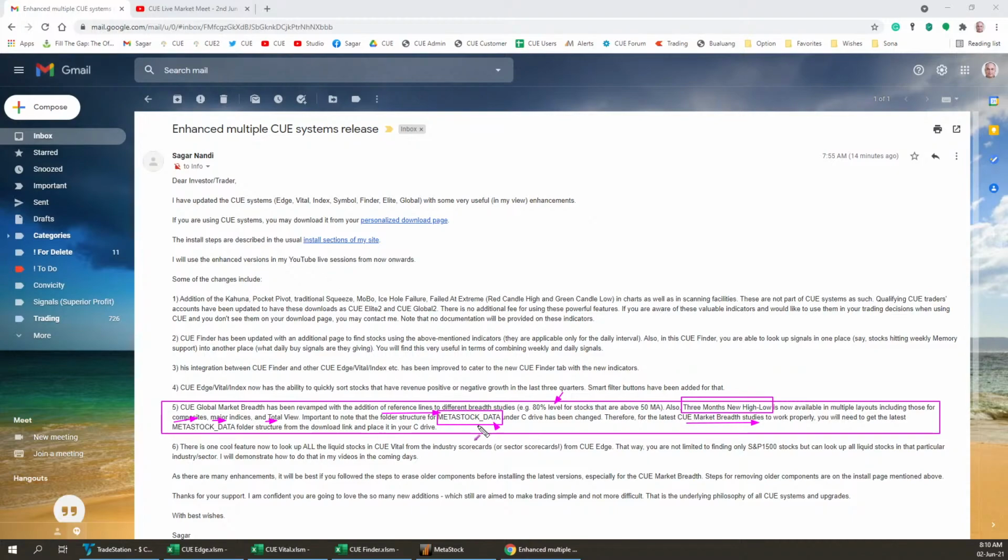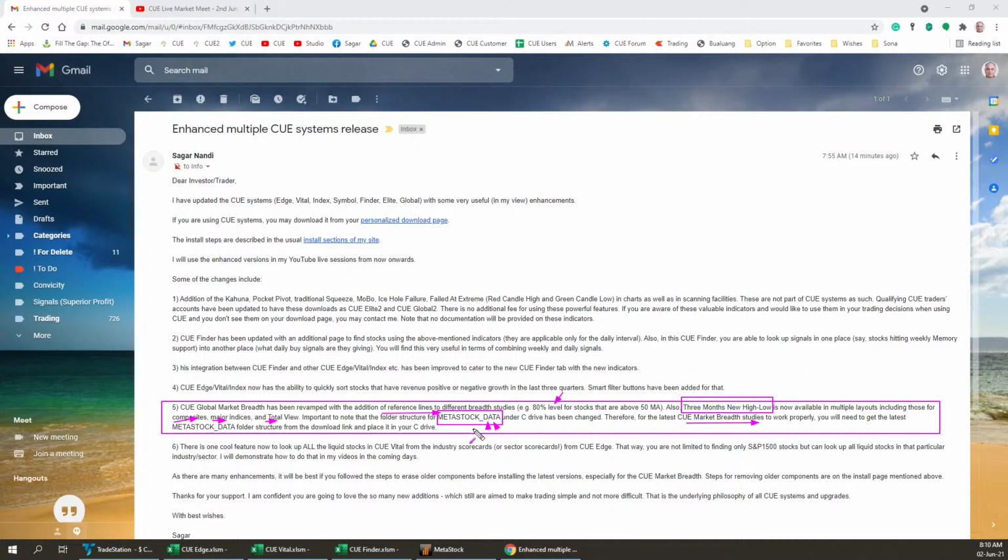If you go to the download, you will find a link like before. You just download it, it will give you the entire Metastock data folder structure. You replace the old Metastock data folder structure with this one. I don't plan to change the folder structure ever again.